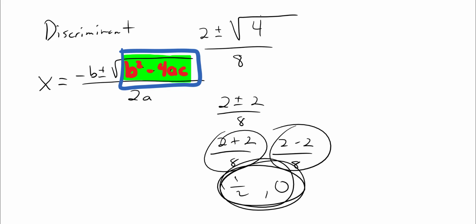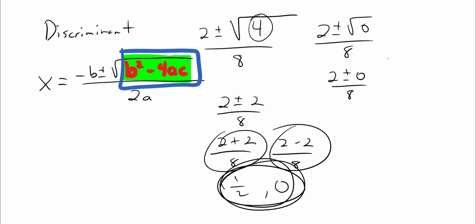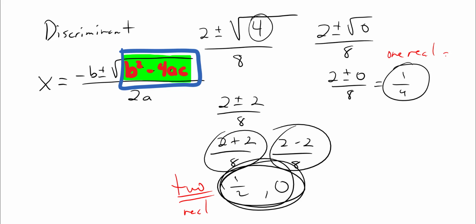So let's say this number came out to be 0. So it's 2 plus or minus the square root of 0 over 8. The square root of 0 is 0, so it's 2 plus or minus 0 over 8. It doesn't matter if it's plus 0 or minus 0; it gives me the same thing. So 2 over 8 is 1/4. So this has one answer. Down here is two real answers, and this one is one real answer because it has one answer.